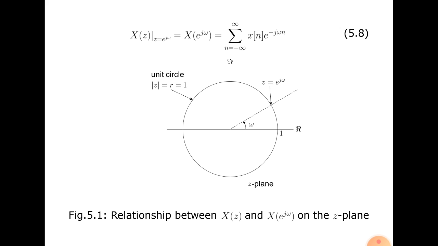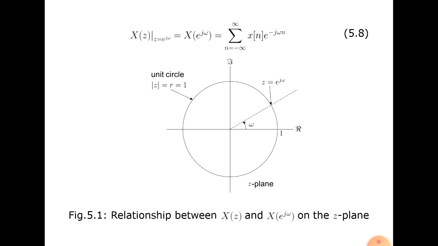And this is a relationship between X(z) and X(e^{jω}) on the z plane. So here instead of X(z), we have to substitute e^{jω}. X(z) where z is equal to e^{jω} means X(e^{jω}), which is equal to summation n equals minus infinity to plus infinity of x(n) e^{-jωn}.